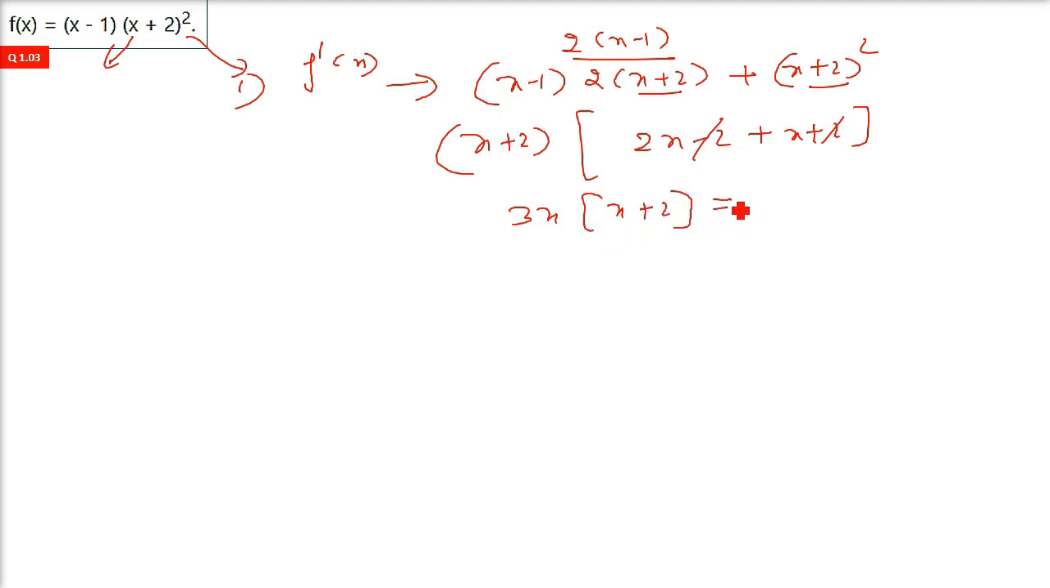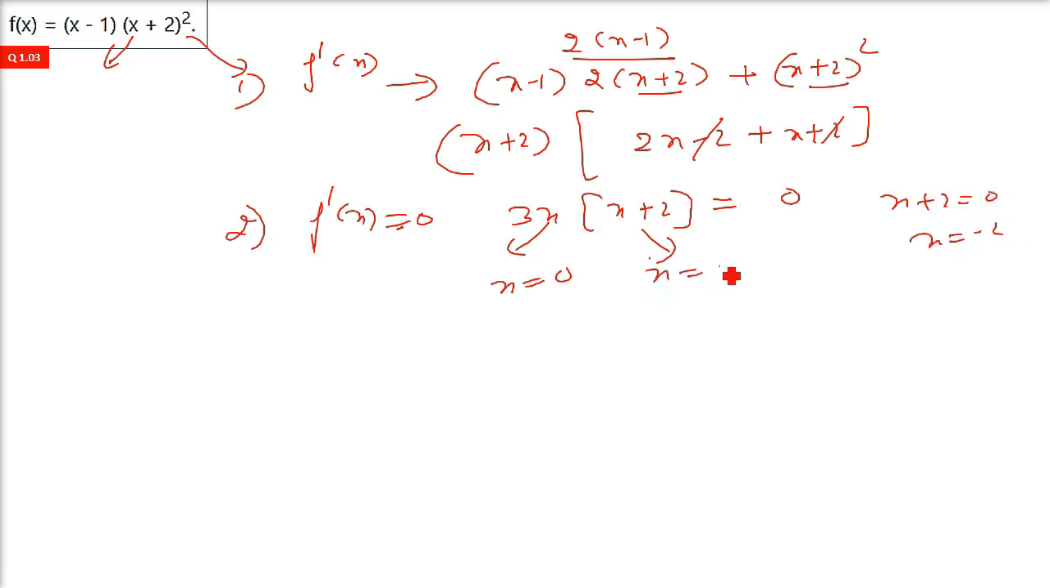When you put this equals to 0, the second step is f dash x will be equal to 0. This has to be placed as 0. When you place it equals to 0, x will be 0 and x plus 2 will be 0, that will give you x equals to minus 2. So you have two critical points here, 0 and minus 2. Got the two critical points? The third step is to differentiate the differentiation.